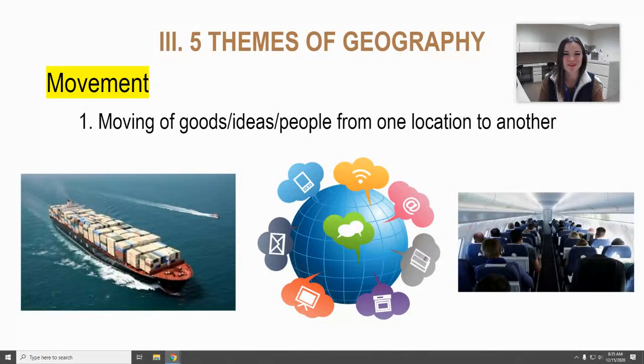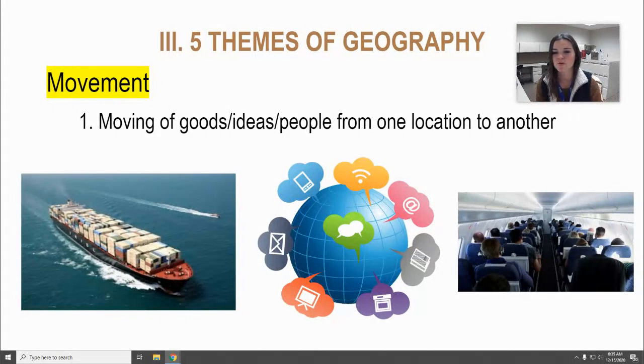Then movement. Last one, movement. The moving of goods, ideas, and people from one location to another. So shipments of goods, social media spreading ideas, the internet, and people moving from one location to another.